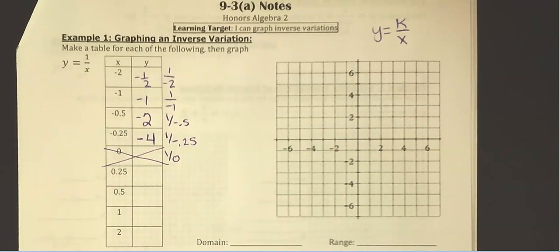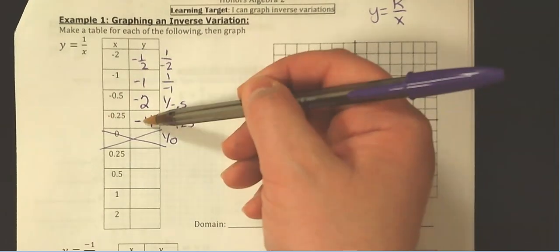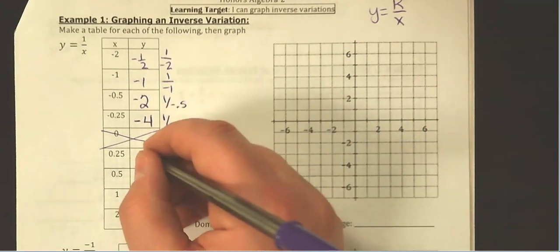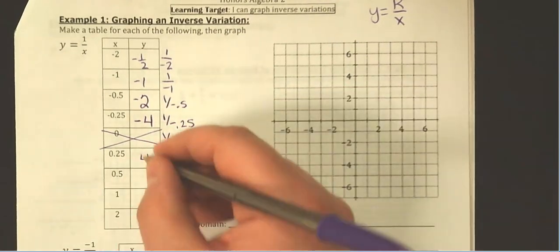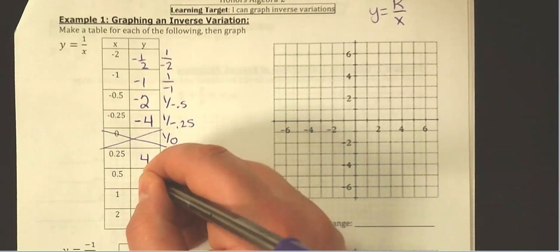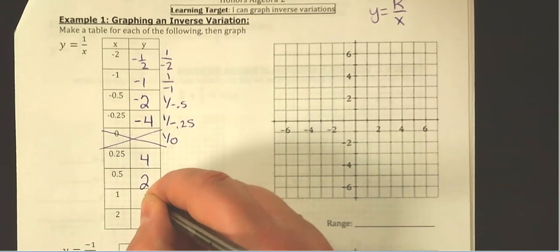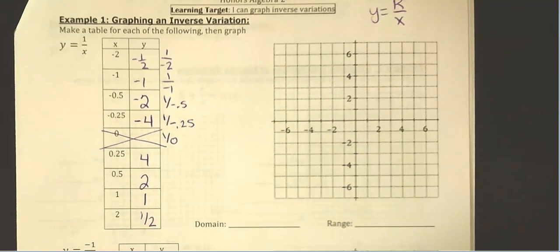Now, the rest of these, super easy. They're going to be the same values that we just did here. They're just going to be positive. So I'm going to have 1 divided by positive 0.25, so it's positive 4. Positive 1 divided by positive 1/2, just positive 2. They're the same numbers you just wrote down, just drop the negative. So this would be 1, and this would be 1/2.